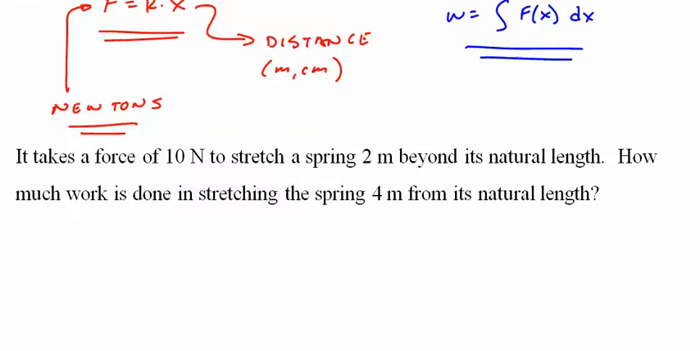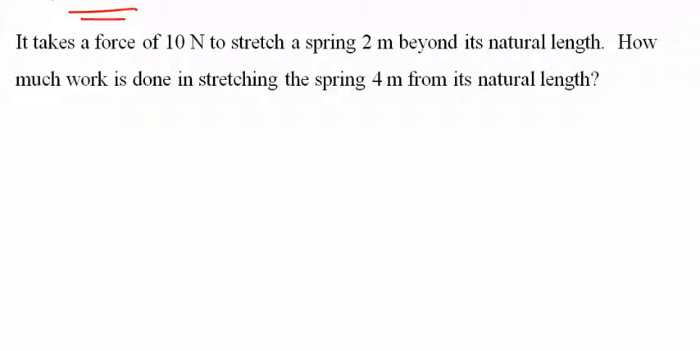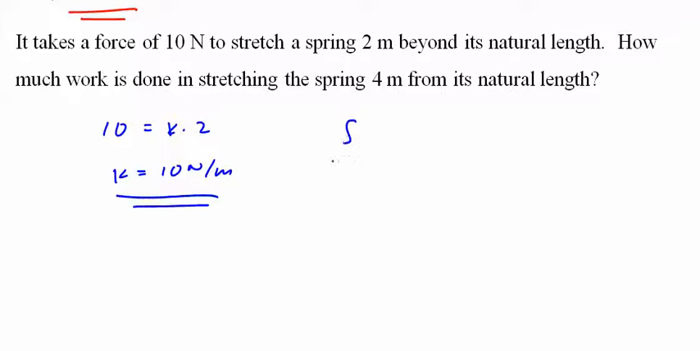So let's put one of them together. Takes a force of 10 newtons to stretch a spring 2 meters beyond its natural length. 10 equals k times 2. K equals 10 newtons per meter. So we got this initial condition, very similar to the last unit where we have to go find our k value. How much work is done in stretching the spring 4 meters from its natural length? Well, it's the integral of, from 0 to 4, of 10x dx, which is hopefully not that bad.